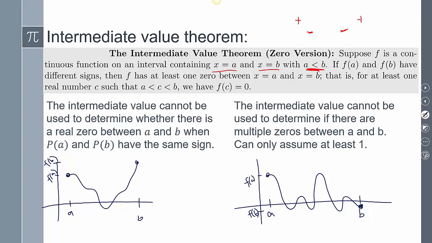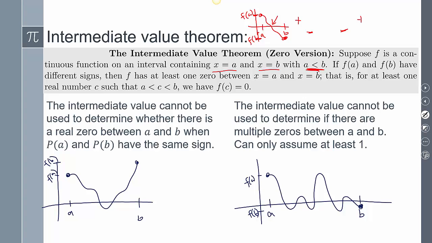And let's visualize it. I mean, if I were to even draw this out, there's my x-axis. If I have some a and b, this would be f of a, and let's say this is f of b. So I have this value here and this value down here. Well, to connect them, if it's continuous, so they are connected, well, it has to cross the x-axis at least once. So that's all it's saying, is if the signs change, we can make the assumption there's at least one zero.